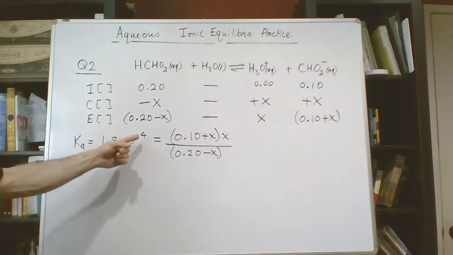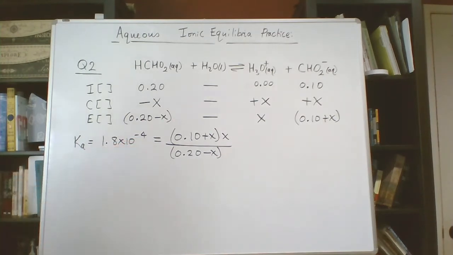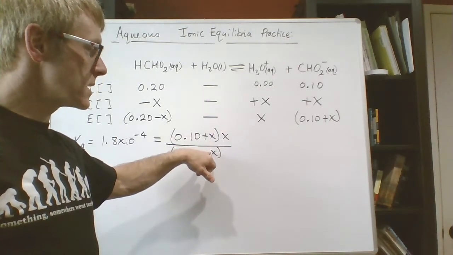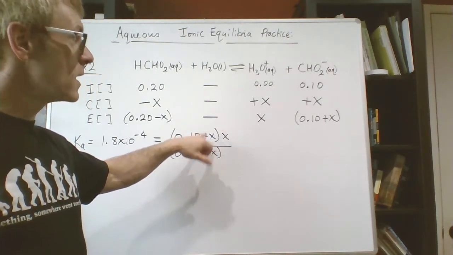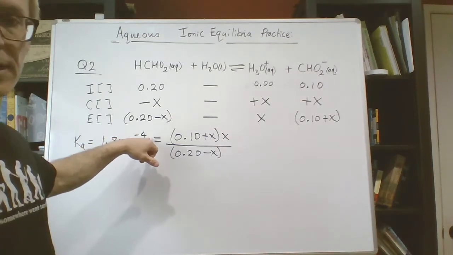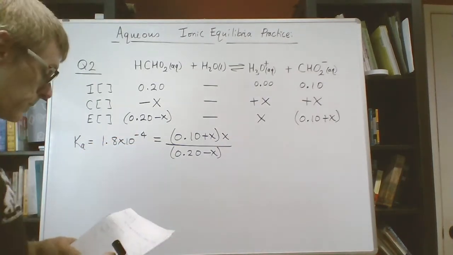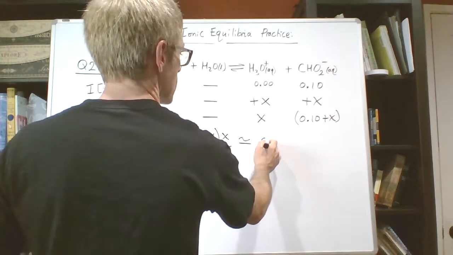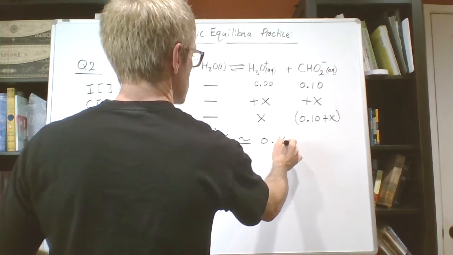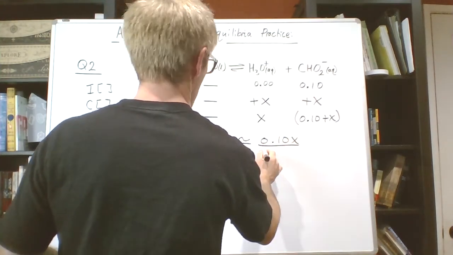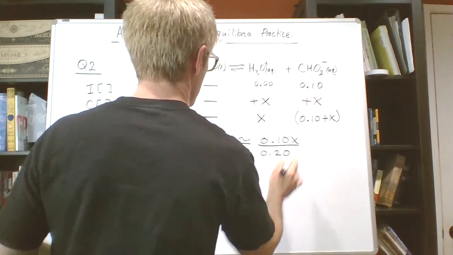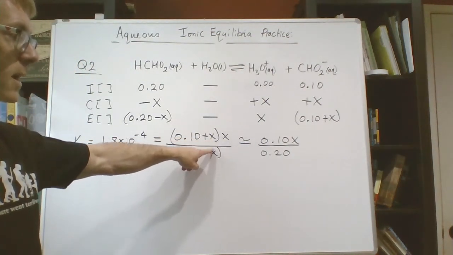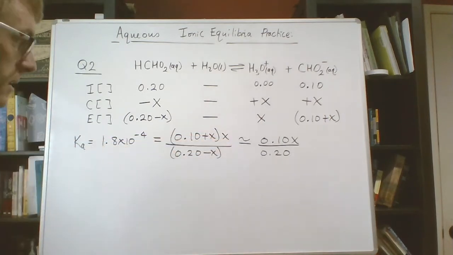And once again, because of the small size of the acid dissociation constant, it's very likely that we can ignore this negligible shift towards the right, just because the system is so heavily shifted left to begin with. So we're going to assume that that shift is negligible, and this is approximately equal to 0.10x over 0.20. So again, we're ignoring this change by x and this change by x, and we're retaining this value of x.